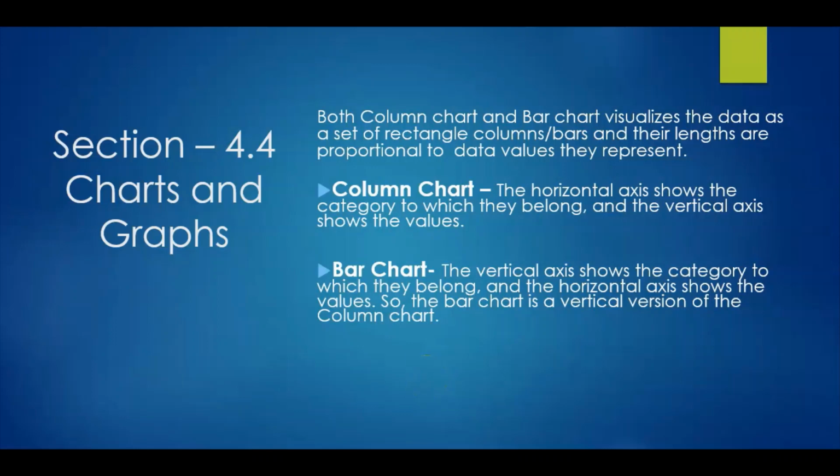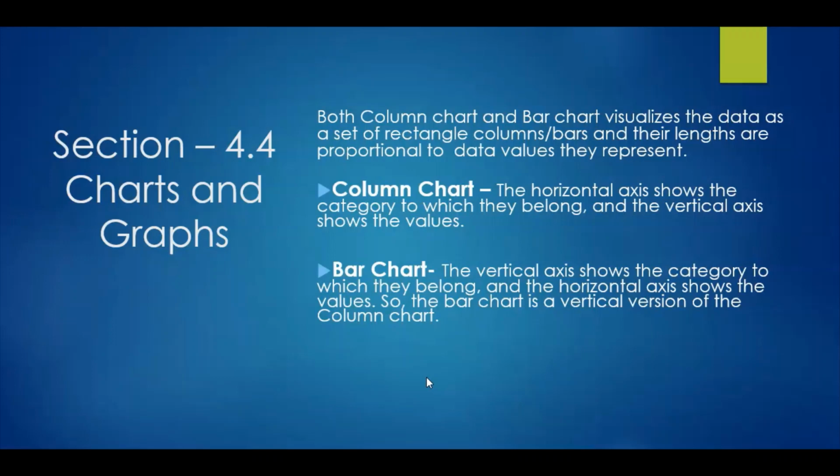My name is Surya. In this video, we are going to discuss how to create column chart and bar chart in Excel. Both column chart and bar chart visualize the data as a set of rectangle columns or bars, and their lengths are proportional to data values they represent. In column chart, the horizontal axis shows the category to which they belong, and the vertical axis shows the values. Whereas in bar chart, the vertical axis shows the category and the horizontal axis shows the values. So, the bar chart is a vertical version of the column chart.